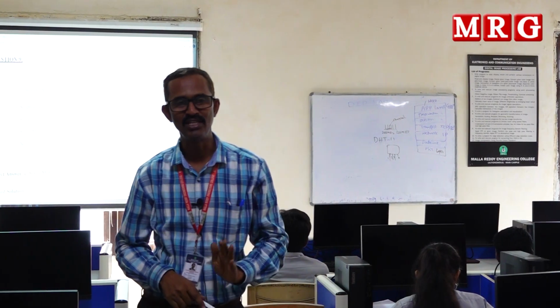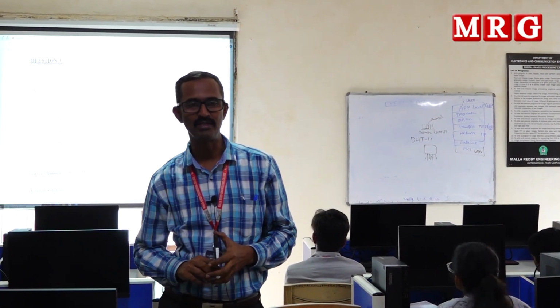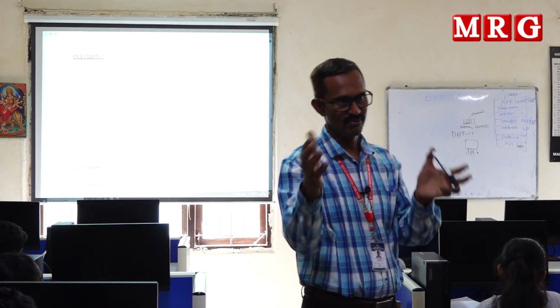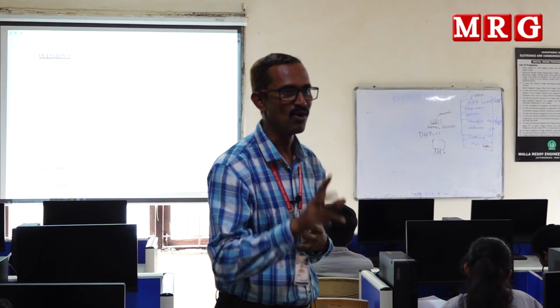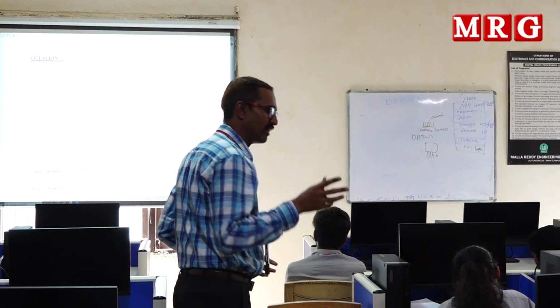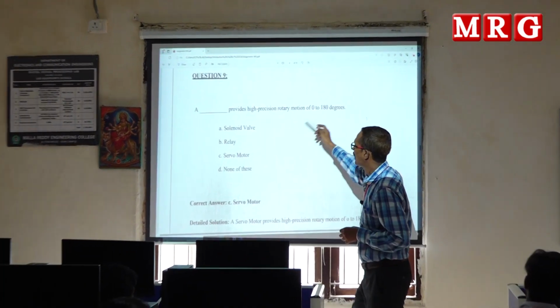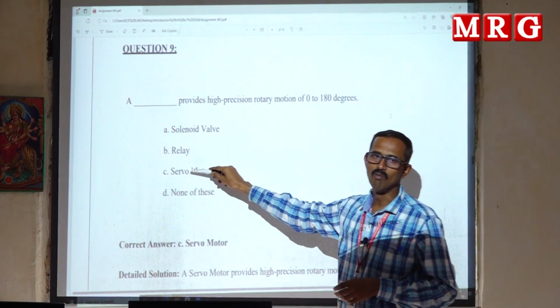If starting here, 30 degrees, 40, 50, 60, 90, up to 180 is possible. Back is not possible. So only 0 to 180 degrees movement is possible in servo motors. For the other 180 degrees, you have to use another motor, so 2 motors. Reverse you cannot do. So for 0 to 180 degrees, the answer is servo motor.